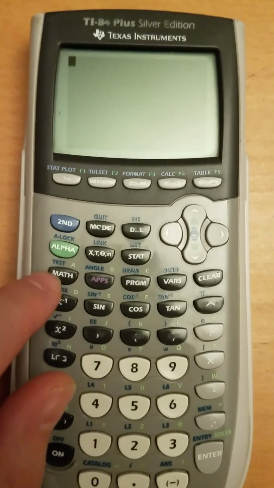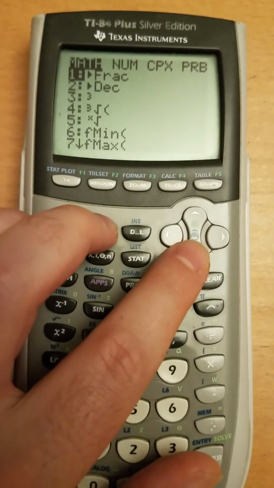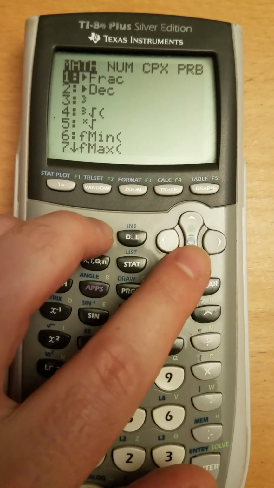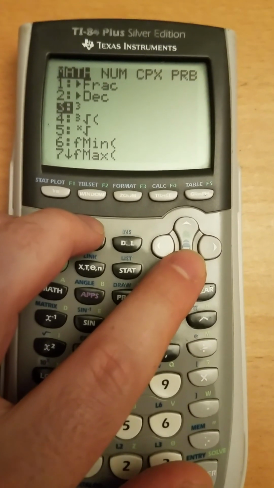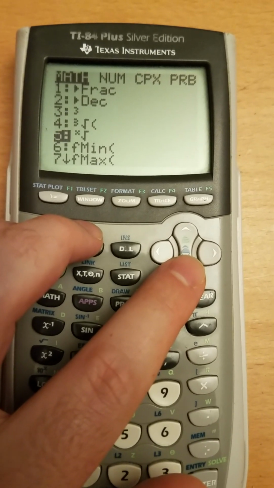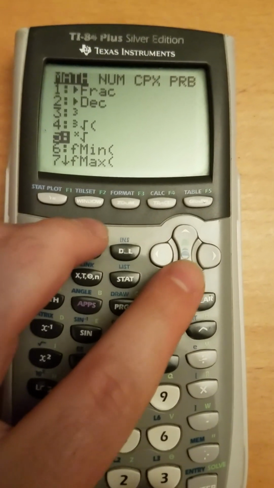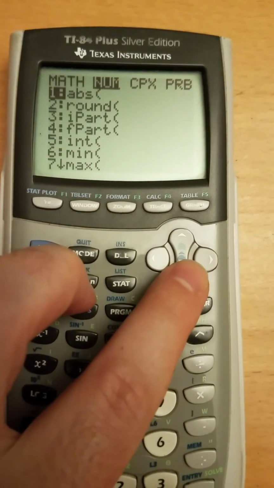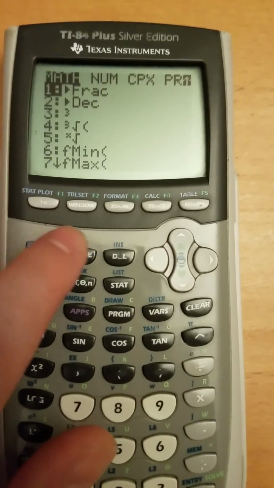So click this math key right here, and you'll see a bunch of different stuff. And the first one will change stuff to a fraction. The second one changes it to a decimal. Third one cubes things. Fourth one takes cube roots, and five takes a certain root based on what you enter. So I'll show you these and also the absolute value one as well. So let's start with the fractional one.